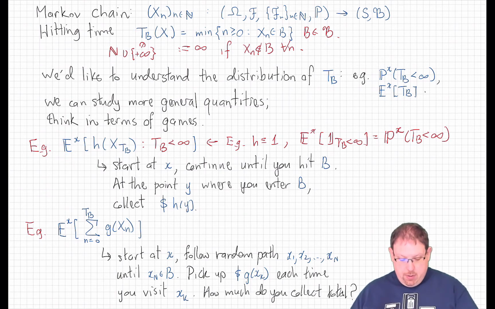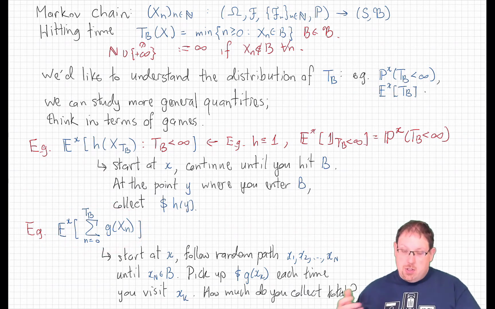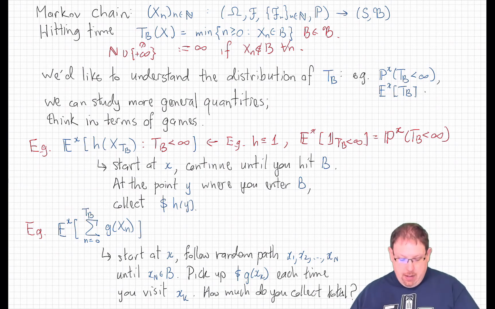Similarly, we might want to take the expectation of a sum like this. That is, we start at some state x and we follow along the Markov chain until we enter B, but at each step along the way, we collect some money, g. In this case, since this sum could be infinite, if TB is allowed to be infinite or at least unbounded, we'd better be sure that g is a positive number. And to be clear, in this case, g is a function of the state. It doesn't also depend on the time n. Therefore, if we double back and hit a state a second time, we collect that money again.